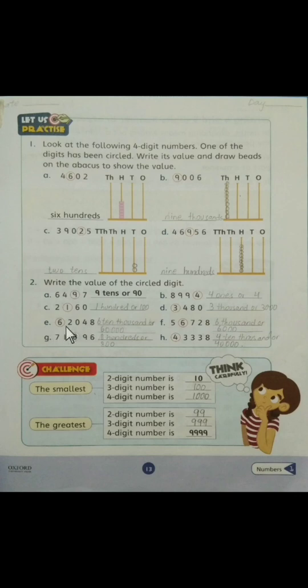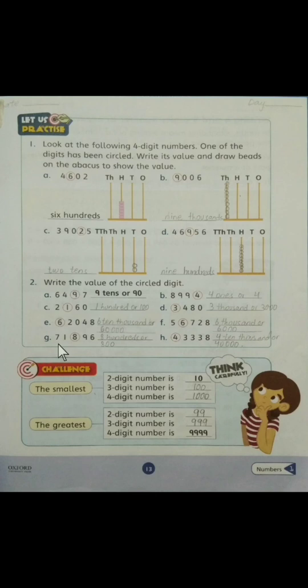We named this number like 62,048. The place value of this 6 is 60,000, or we write it 60000. Look at F. Here we have number 56728. We named this number like 56,728 and the place value of 6 is 6000, so we write it 6000.